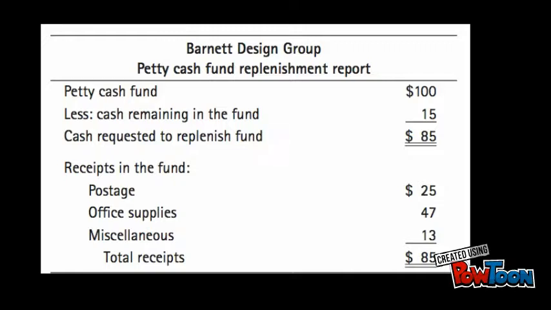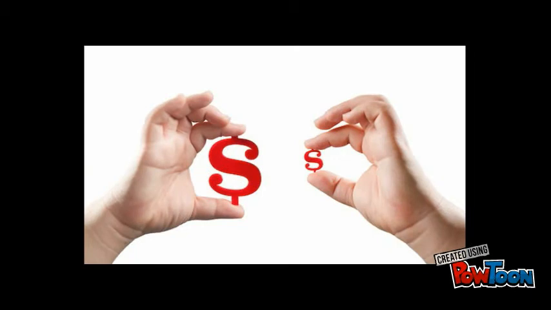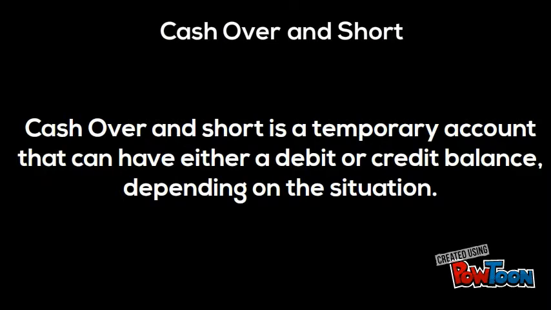However, sometimes the custodian will not obtain all receipts or will give incorrect change, resulting in a discrepancy. In such cases, the discrepancy is charged to an account called cash over and short. Cash over and short is a temporary account that can have either a debit or credit balance, depending on the situation.